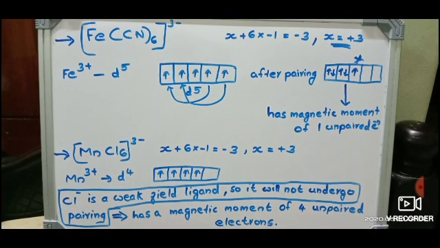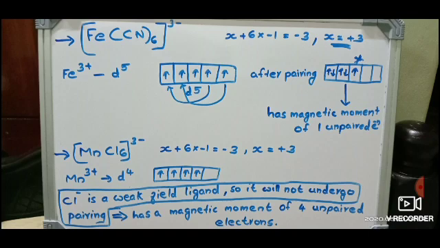Another example, Fe(CN)6 3 minus. Iron is in the +3 oxidation state. Fe3 plus has d5 configuration. So what happens? In order to make the inner d orbitals available for bond formation and hybridization, pairing will occur here. The electron from the last orbital will move to the first one and the second last will move to the second one, and pairing will occur there. After pairing, we are able to see only one electron is unpaired. So this compound will show a magnetic moment of this one unpaired electron.